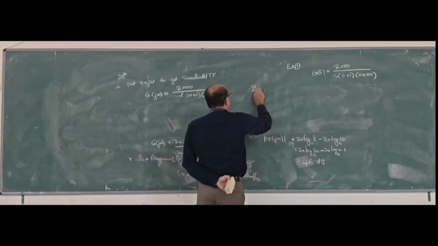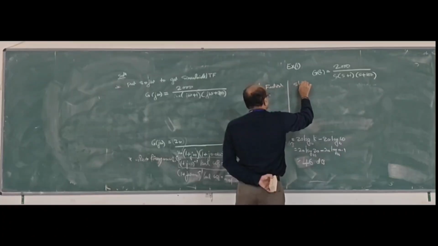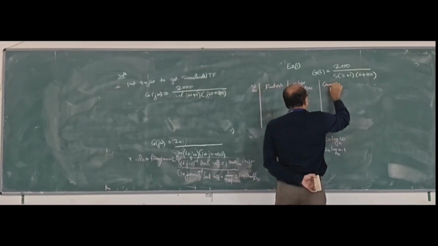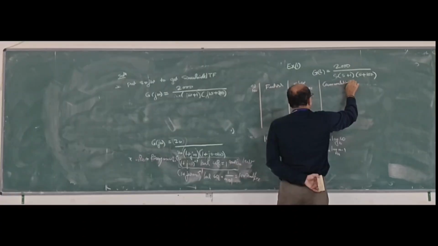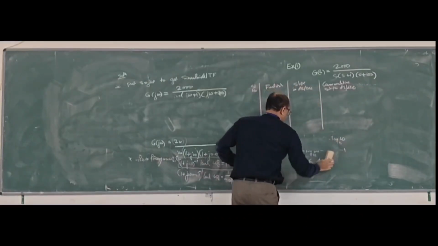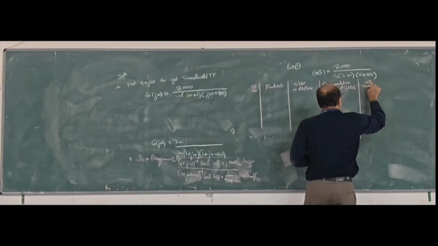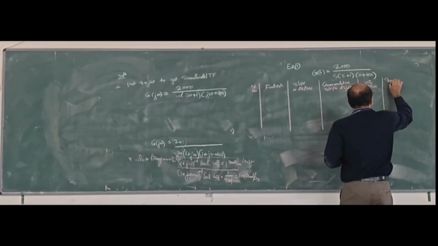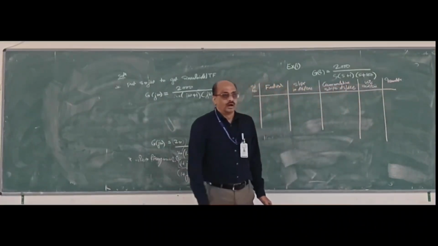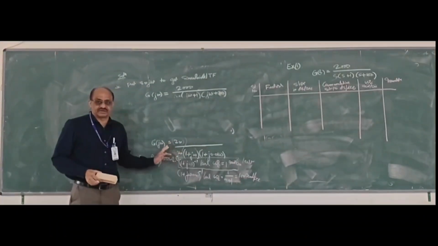So again, take a table: serial number, factors, slope in dB per decade, then cumulative slope in dB per decade, corner frequency in radians per second, and remarks. You need to take the factors according to your transfer function.